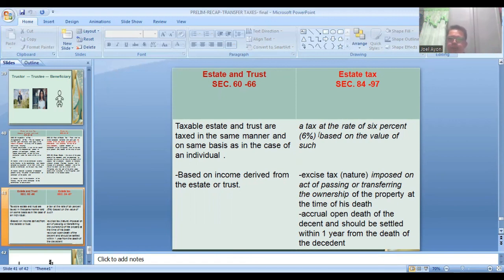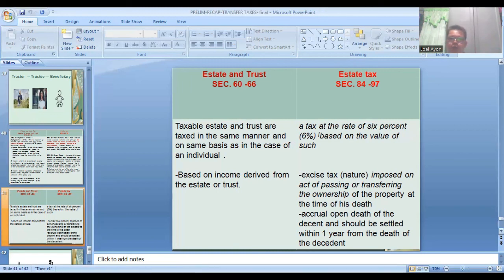All right. So I think that would be all for the recap of the preliminary topics, in particular the transfer taxes or the gratuitous transfer. Because there are two kinds of transfer: we have gratuitous and the onerous. So as a review, gratuitous means it is free of charge, and onerous is a transfer with price or consideration.